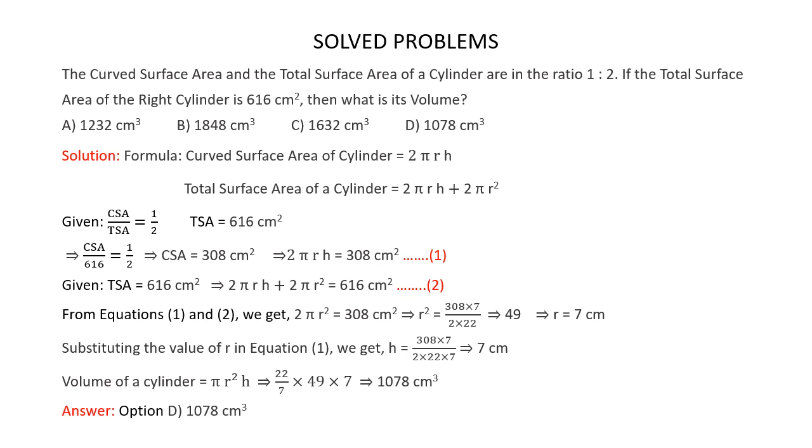So now we know the value of R and H. Substituting these values in the formula here, we get volume of the cylinder is equal to 22 by 7 multiplied by 49 multiplied by 7. On solving this, we get the volume of the cylinder as 1078 centimeter cubed. So the correct answer is option D, 1078 centimeter cubed.